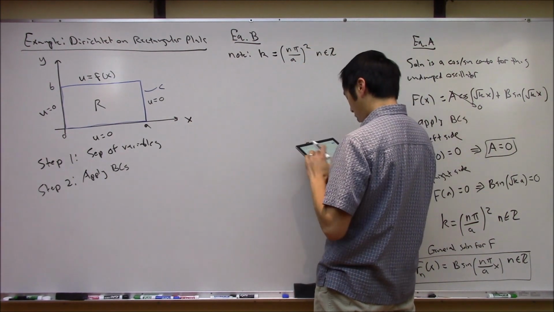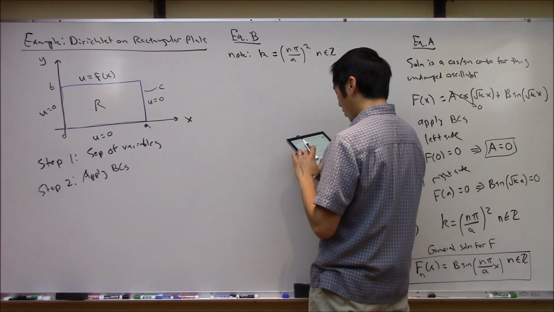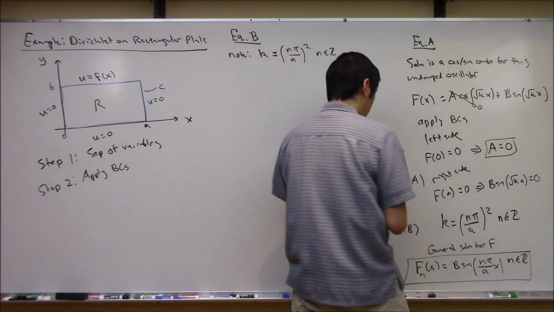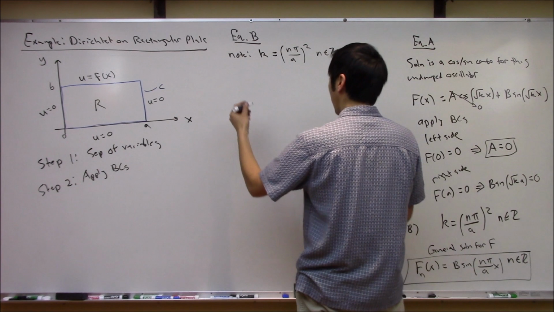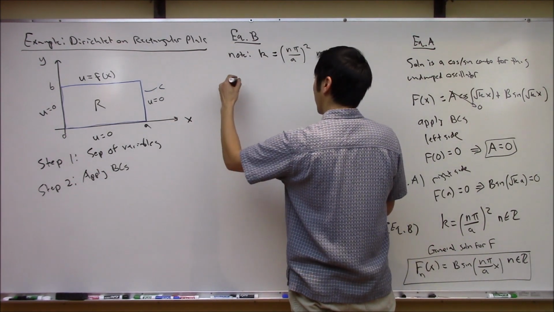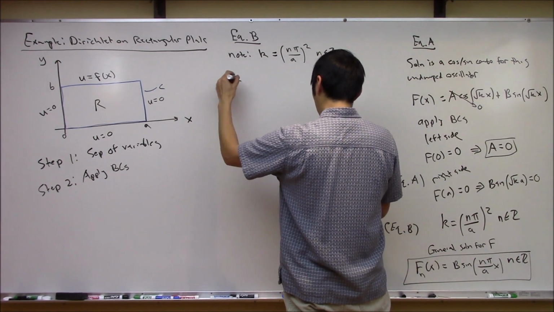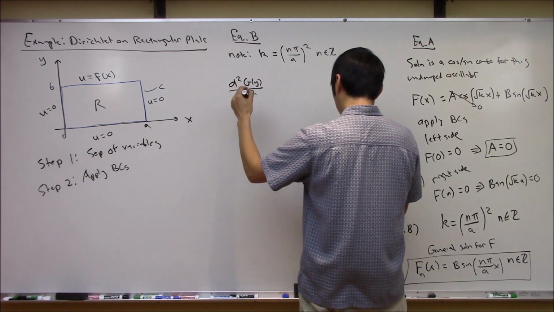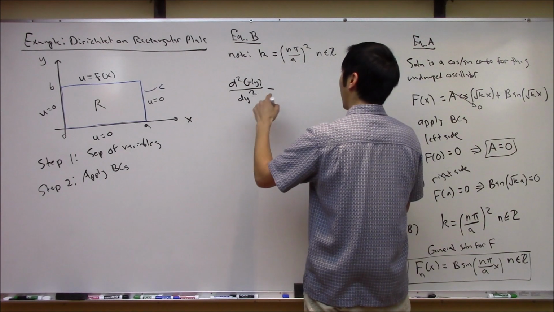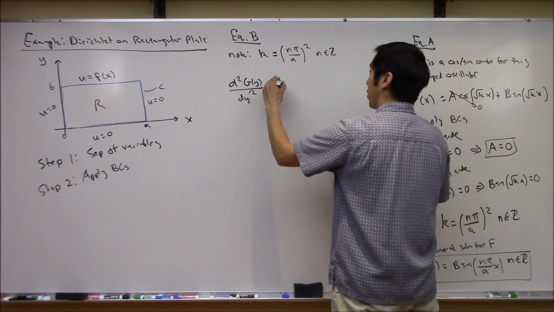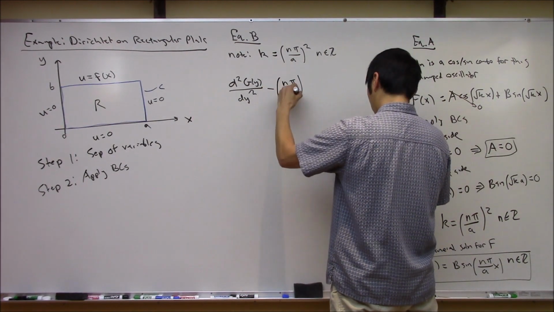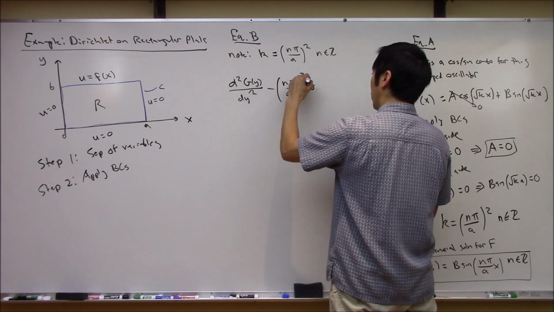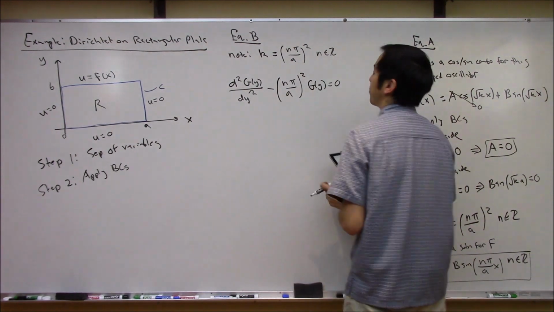Okay, so with that in mind, let's investigate that second ODE, or equation B, which unfortunately I just erased. Let's rewrite this real quick because I think this is useful to look at. So this is d squared g of y dy squared minus k, but we see here are the k values, so this is n pi all over A squared, times g of y is equal to 0.